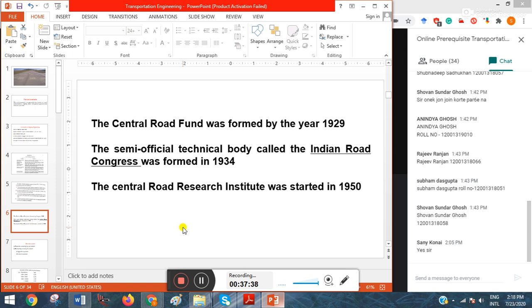These are all the history of our Indian roadway: how our Indian roadways developed their infrastructure, how they took all the initiatives, how they were planned. These are the history of our Indian highways.